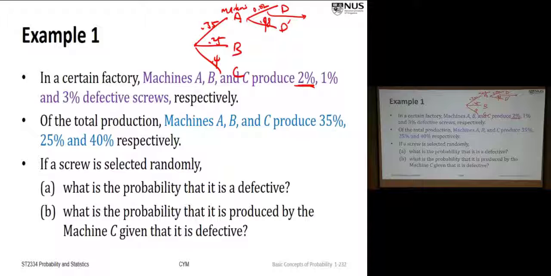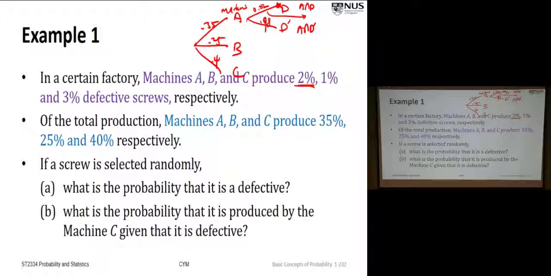So once you reach this position, this node, it's simply saying that this is a screw that goes from machine A and also is a defective screw. So it's A intersect D. This one is A intersect D. This one is A intersect D complement. So you can construct the rest of the tree.